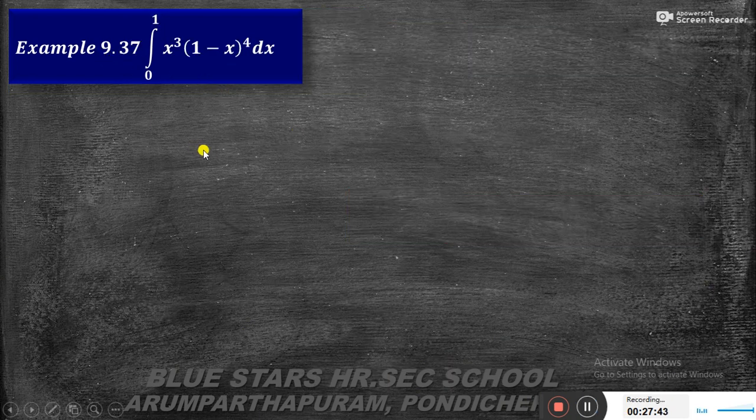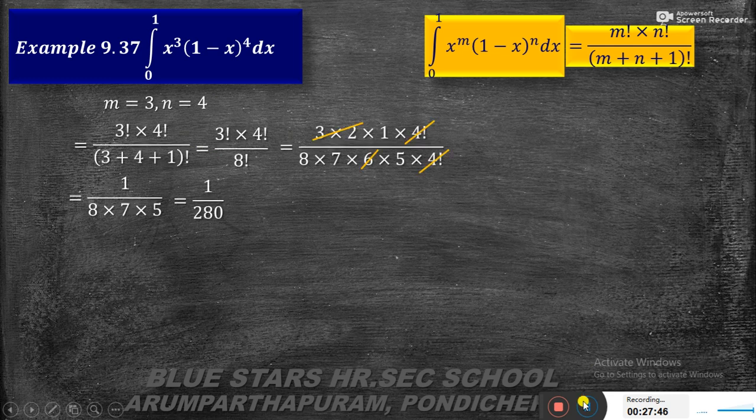So in the next step, example 9.37: integral 0 to 1 of x cubed into (1 minus x) whole power 4 dx. Here you see that you compare this integral with the general form of the integral. This is the formula: integral 0 to 1 of x^m (1 minus x)^n dx. So here x^m means m equal to 3, and (1 minus x)^n means n equal to 4. So you substitute in the formula. The formula means integral 0 to 1 of x^m (1-x)^n dx equals m factorial into n factorial by (m plus n plus 1) factorial. So you write 3 factorial into 4 factorial.